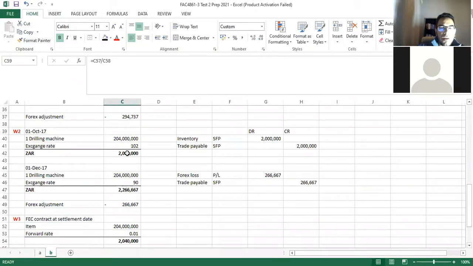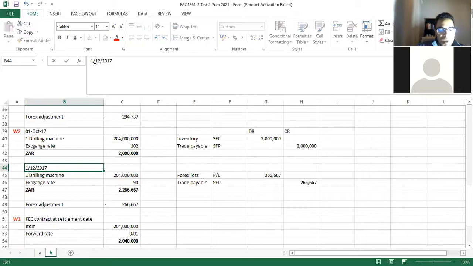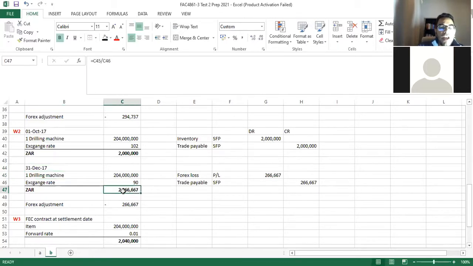if we had to settle on 1 October 2017, we would have paid 2 million. But currently, this is not 1 December, this is 31 December. We didn't settle on 1 October 2017. So if we are to settle on this date, we'd have to pay 2.26 million. So we would have to pay more if we were to settle on 31 December. Therefore, we will be paying more.